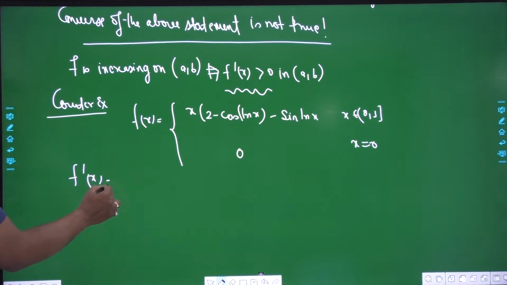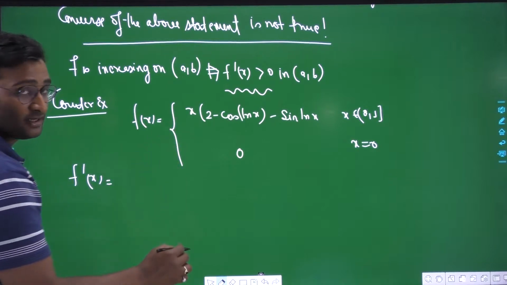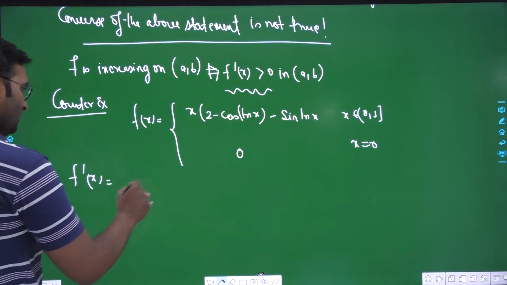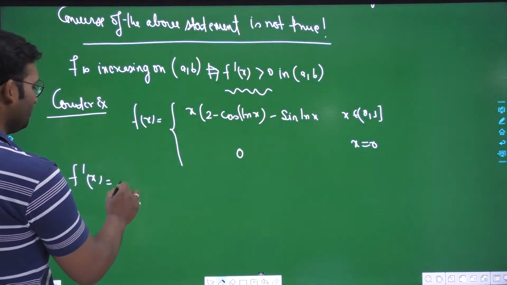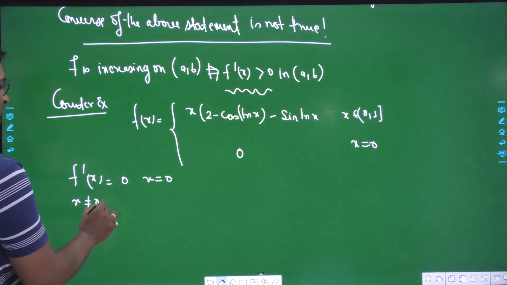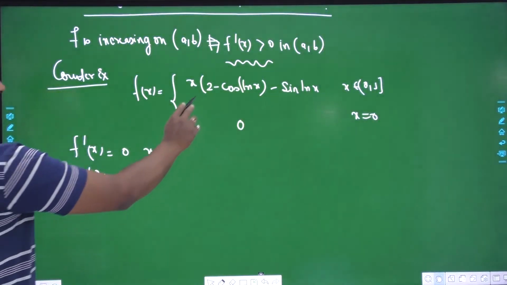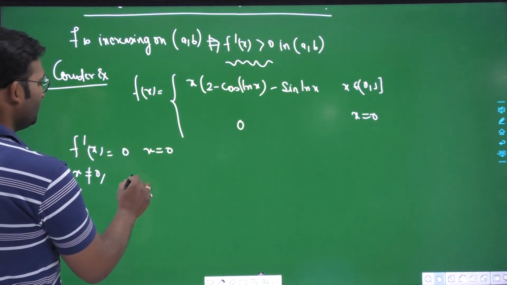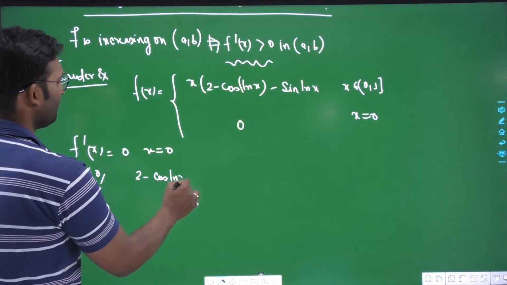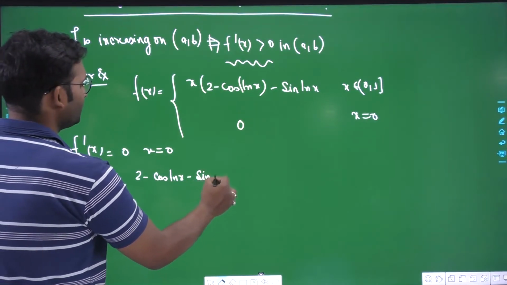Okay. Now this particular function, as you can clearly see, if I just see the f dash x, so f dash x will be equal to what? So let me evaluate f dash x. So what will you get? F dash x is equal to 0 if x is equal to 0. And what about if x is not equal to 0? If x is not equal to 0, then you can simply differentiate it. So you get 2 minus cos of ln x minus sine of ln x.